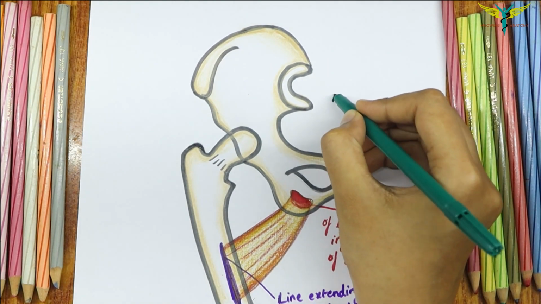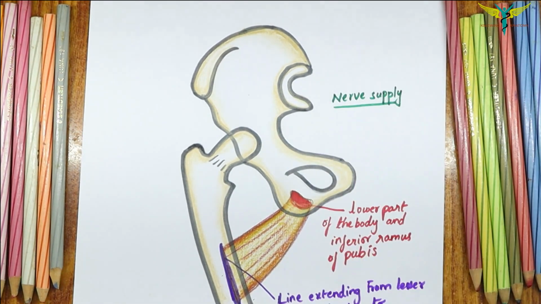Coming to the nerve supply, it is usually supplied by the anterior division of the obturator nerve.